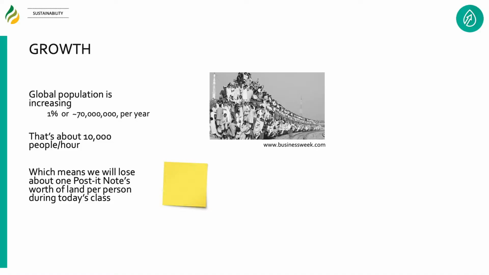Okay, the population of the Earth is not static. Here's a cool picture from the internet of a bunch of people on a train. I don't know if it was moving anytime recently or how they all got there, but it looks like it's pretty crowded. So the population of the Earth is growing somewhere between 1 and 2% per year. That's 70 million new people per year.